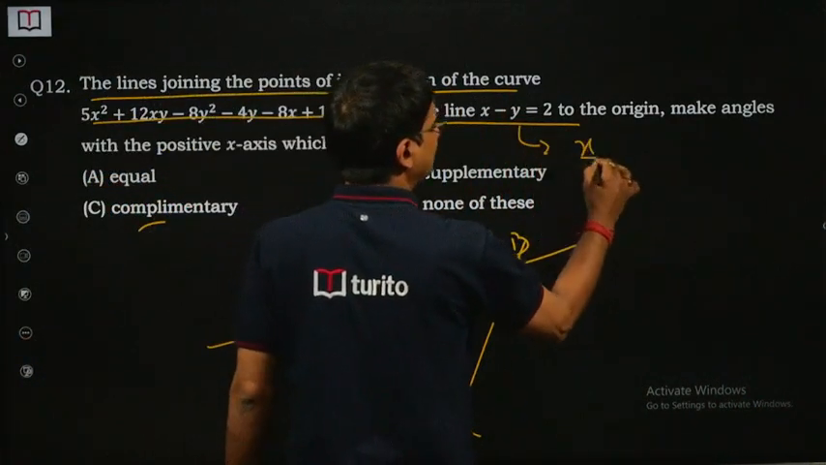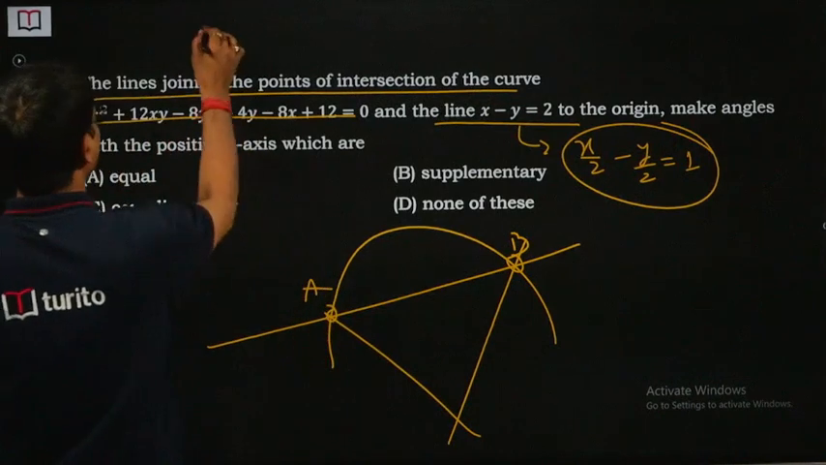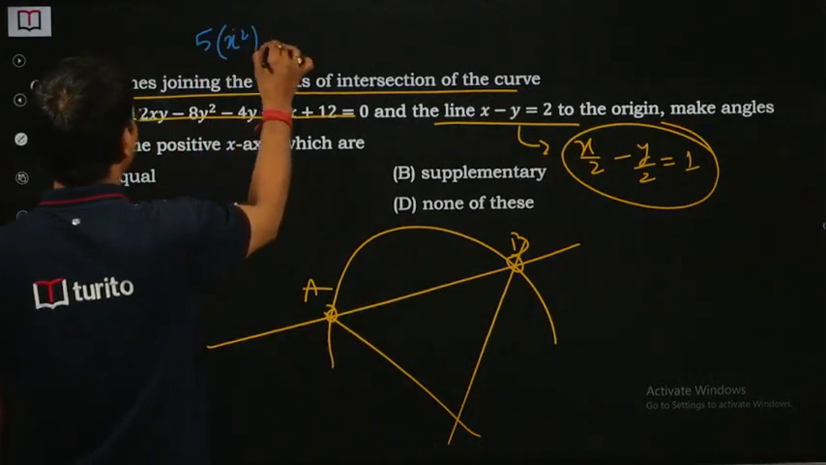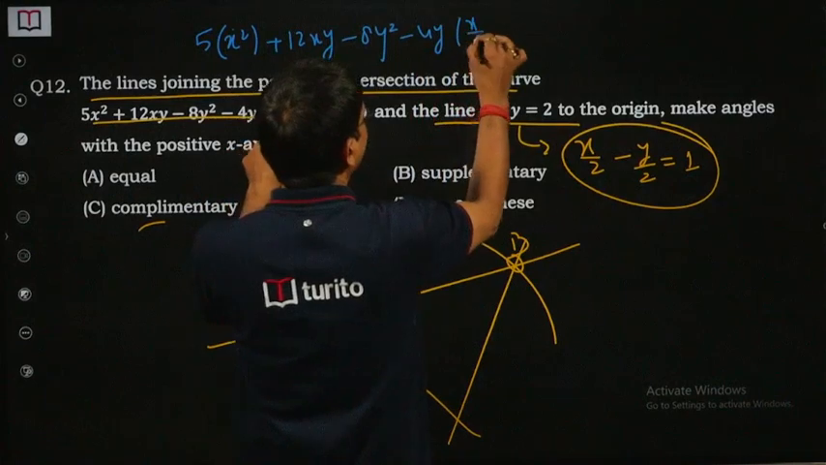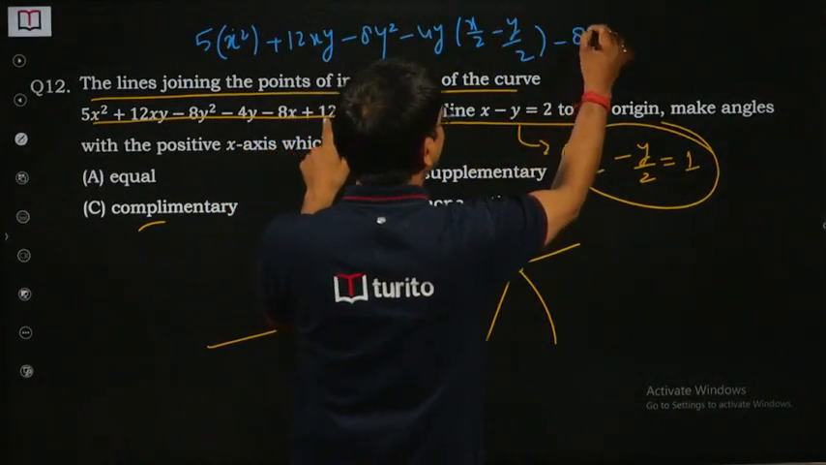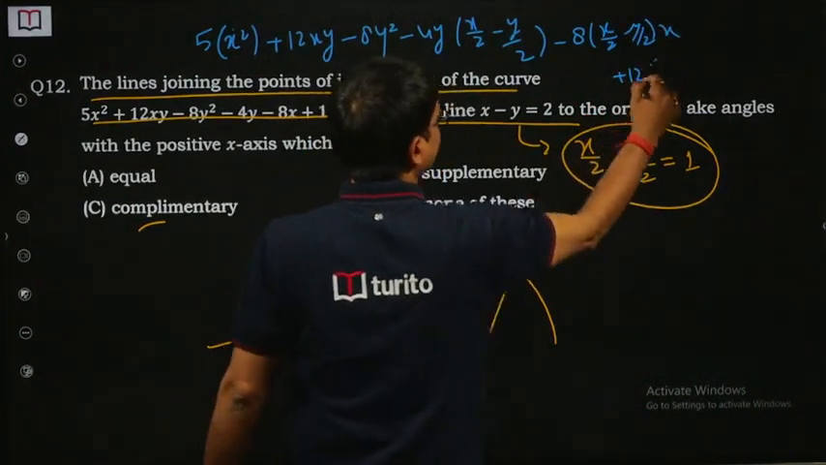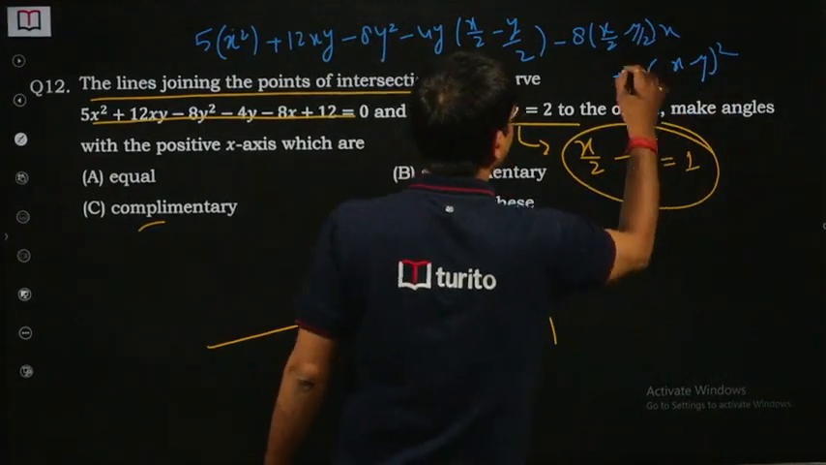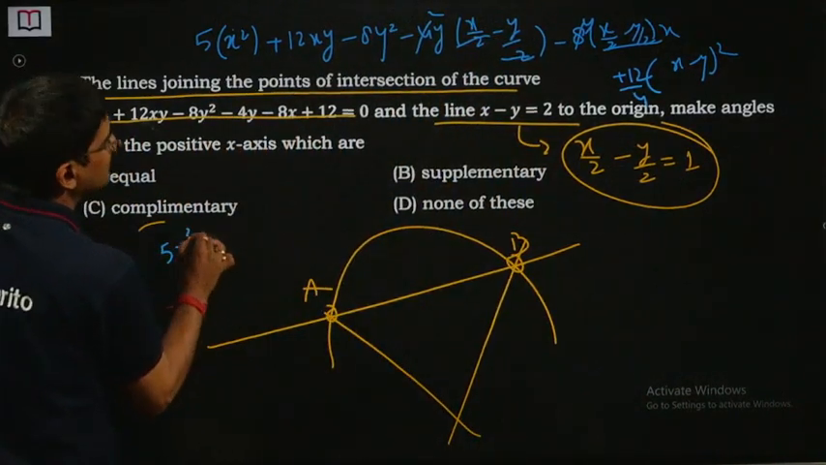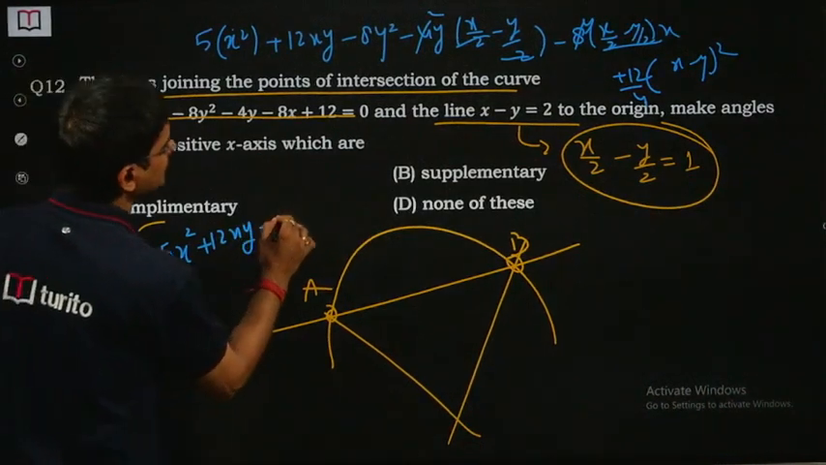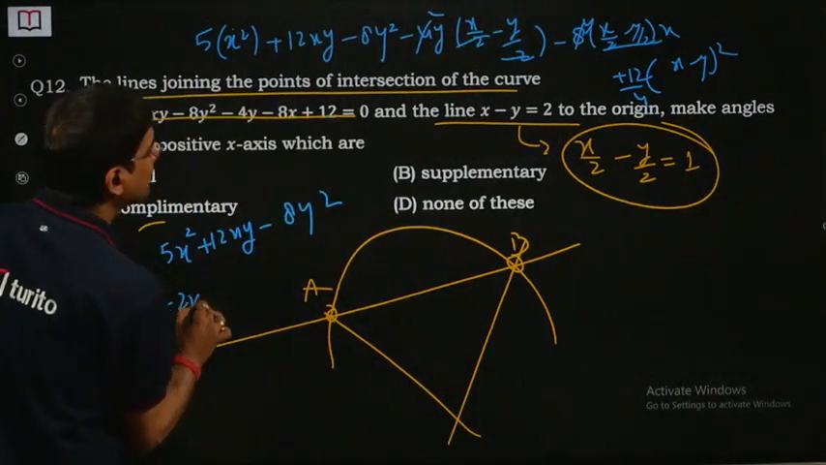So for that, x by 2 minus y by 2 is equal to 1. Fine. If I have to homogenize, I will write it as 5 times x square plus 12xy, we won't disturb the second degree term, minus 4y times x by 2 minus y by 2, minus 8 times x by 2 minus y by 2 into x, plus 12 times x minus y whole square by 4. So this is 4, this is 2, so it's 5x square plus 12xy minus 8y square, and then it's 2x minus 2xy plus 2y.